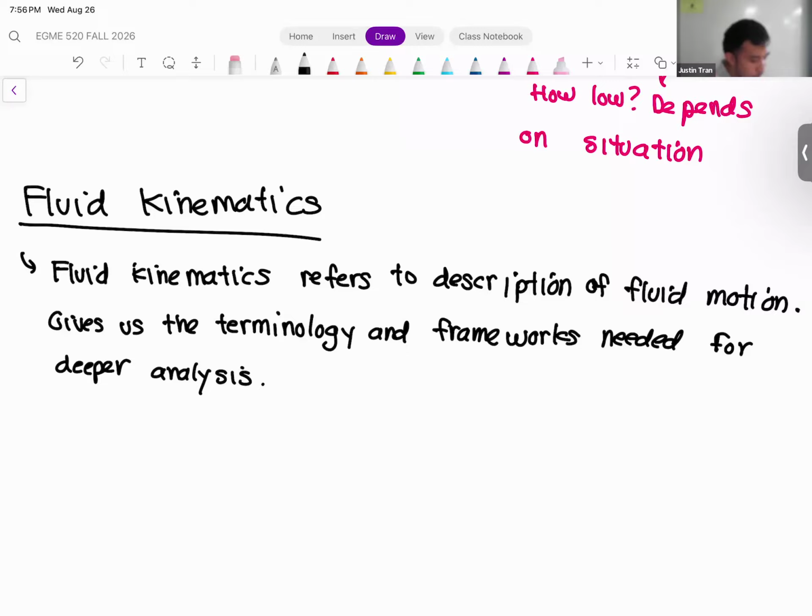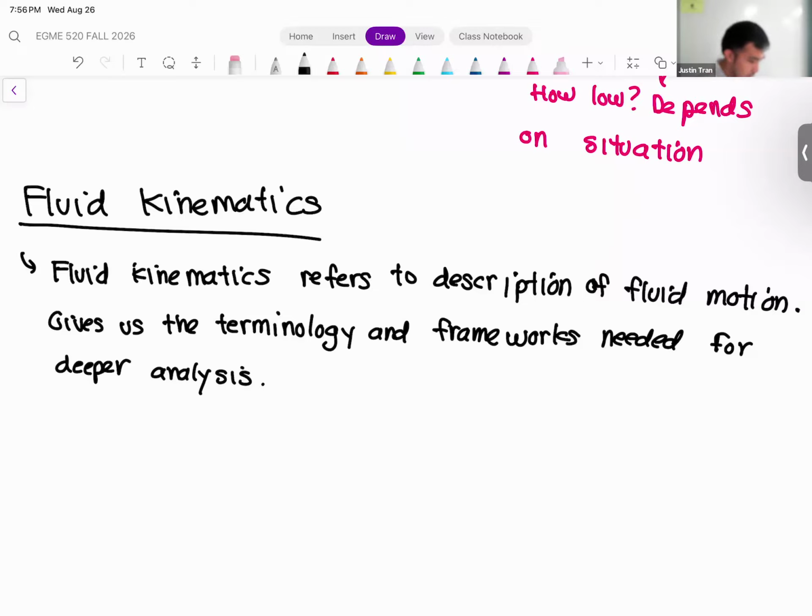All right, so again, we've done some of this already, right? So all of our discussion about velocity, acceleration, material derivative, all that technically falls under fluid kinematics, right? Because we're describing the motion of fluid, we're describing how quantities change with time and with space. But let's build upon those ideas.